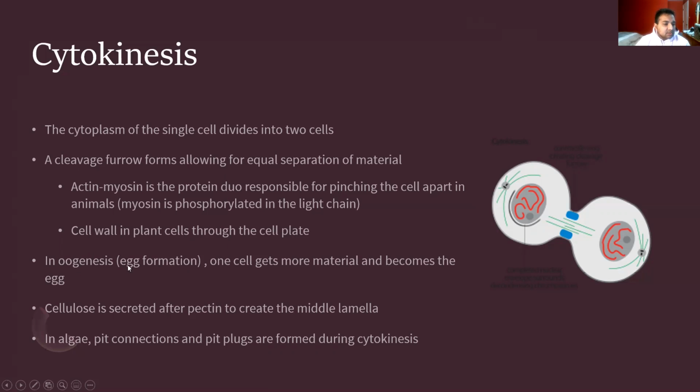In oogenesis, this is a specific form of meiosis. One cell gets a lot more material, and that's the one that becomes the egg. So in meiosis, for formation of egg cells, which is called oogenesis, we actually only form two viable cells, and the other two are discarded generally.